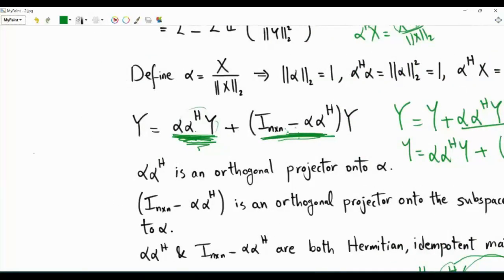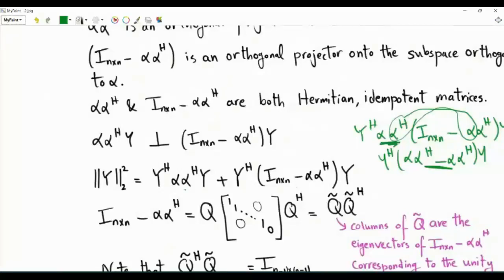What is the L2 norm squared of this term? It is y Hermitian and then alpha alpha Hermitian, and then we multiply by the vector alpha alpha Hermitian y. Well, alpha Hermitian alpha is equal to 1, and we end up with this term here, and the same for the other term. Note that identity minus alpha alpha Hermitian is a Hermitian matrix, so it has an eigen decomposition.